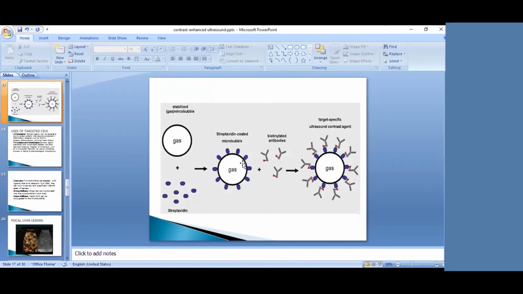Okay, now this is the gas. Okay, and here is the coated microbubble. Okay, shell material, gas. We specify it to bind to antibodies, specific antibodies. Okay, you can see the microbubble, it will travel until it reaches and attaches to the antibodies. So this is targeted. Okay, targeted enhanced ultrasound.